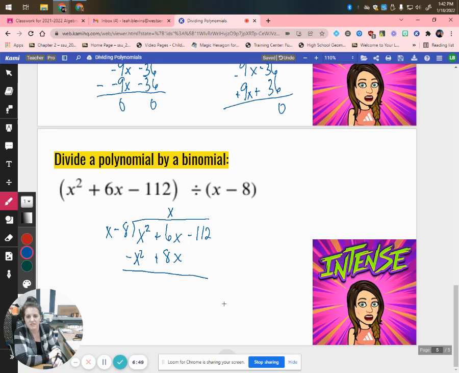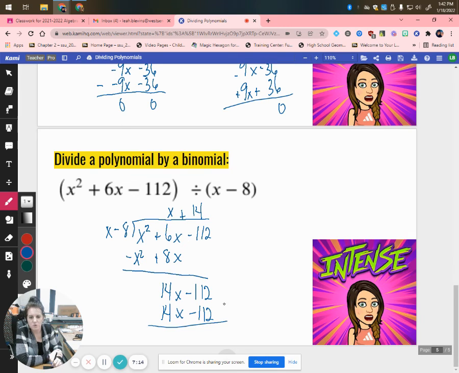x, take away x squared is nothing. 6x plus 8x is 14x. Bring down my negative 112. Ask myself, x times what would give me 14x? The answer is 14. x times 14 is 14x. 14 times negative 8 is, in fact, negative 112.